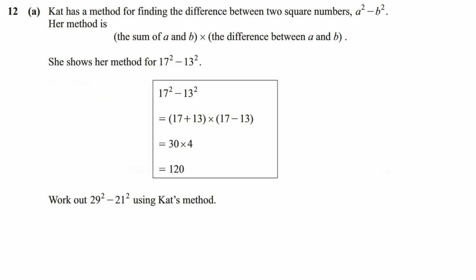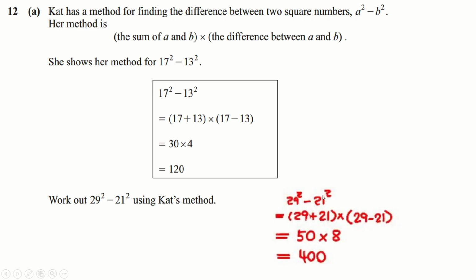Number 12. Cat has a method for finding the difference between 2 square numbers, a squared minus b squared. So using this rule they have just given us, we're going to use it on this. First of all, we're going to separate them into 2 brackets with 1 plus sign and 1 minus sign. Solve the things in the bracket first. 50 multiplied by 8 is going to be 400.